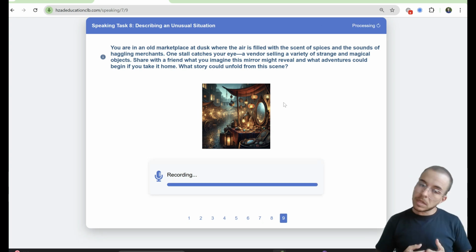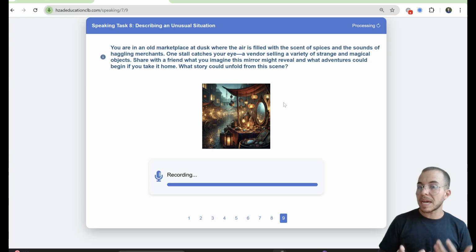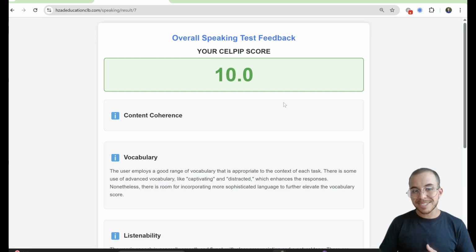That was a weird question. Task number 8 is going to push your limits of imagination. If you're not an imaginative person, pull an idea from a movie, because these are not very logical.